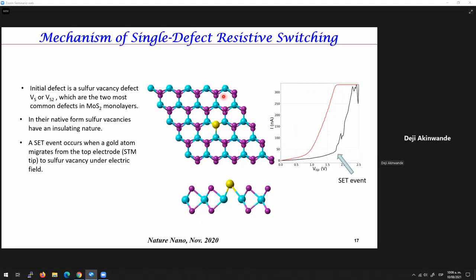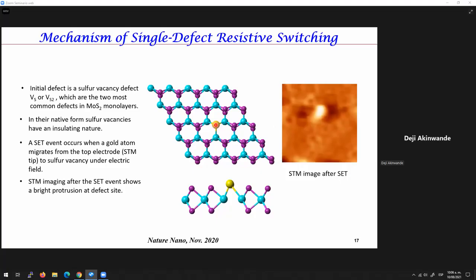The hypothesis then is that a metal ion from the electrode, in this particular case the STM tip is emulating the top electrode, will come and get absorbed into this vacancy. If that hypothesis is true, then we should be able to see in the subsequent STM image the evidence of this. And this is in fact what is shown here in this STM image.